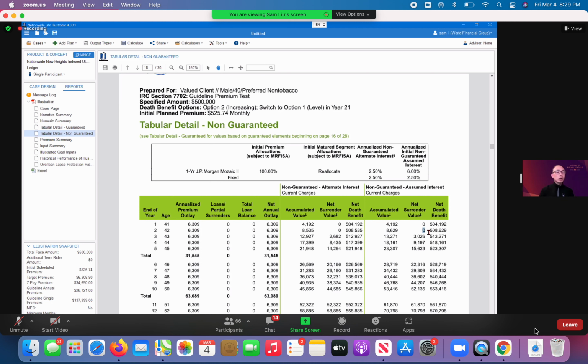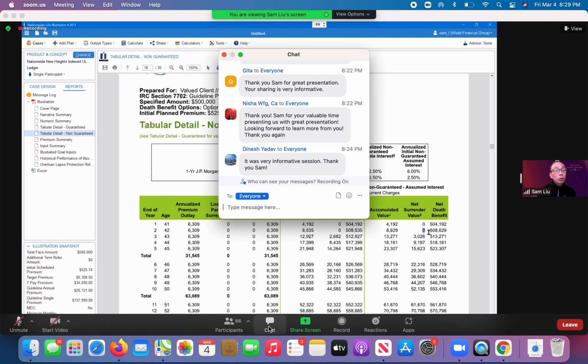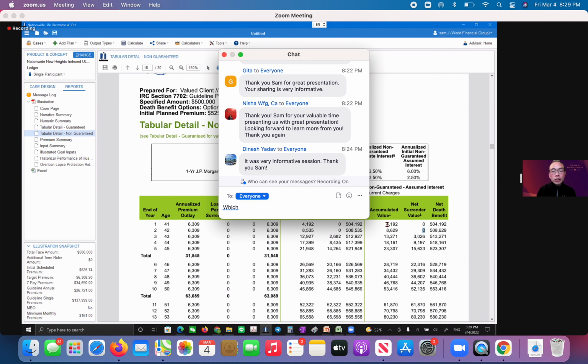You must tell the client, Mr. Client, actually this is to protect you. It's to benefit you. Why? Because your account actually has money.